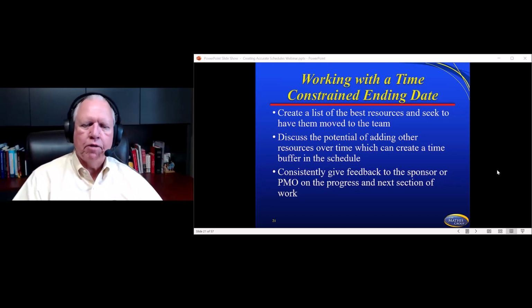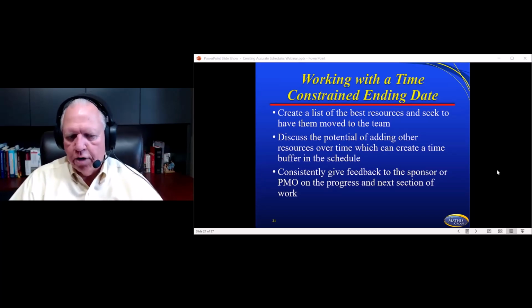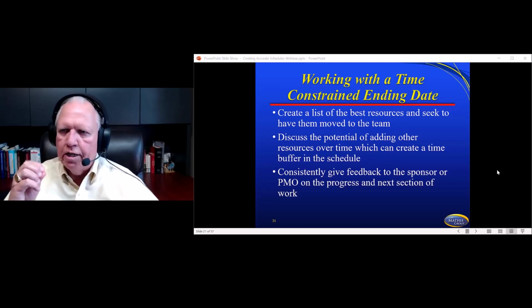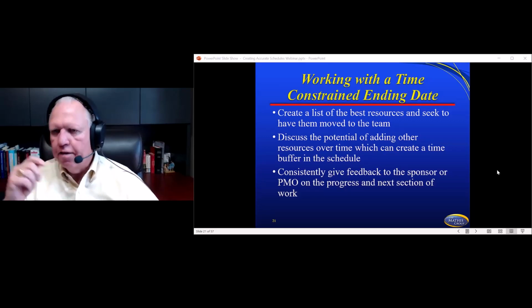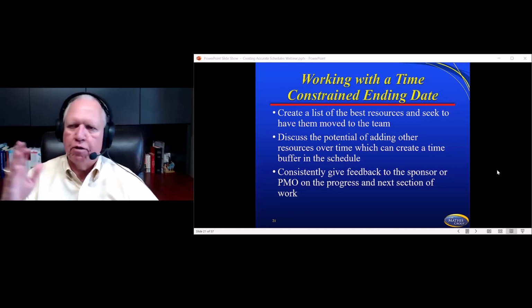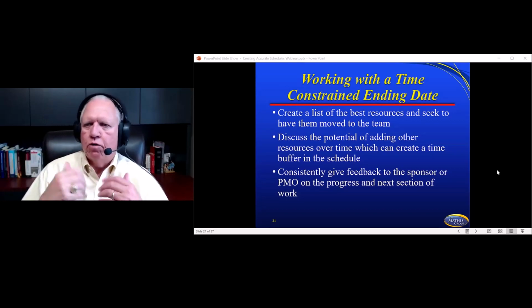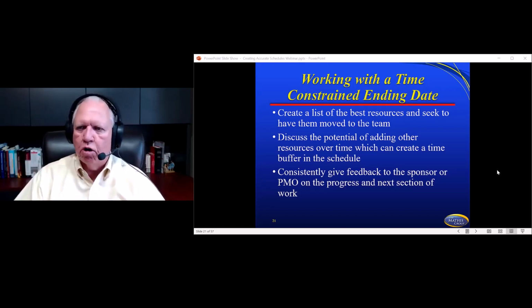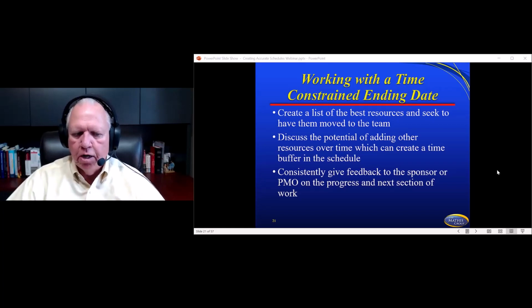Now, working with a time-constrained ending date. Create a list of the best resources and seek to have them move to your team. So we've got a real tight date. This is a high priority project. It might even be a regulatory date, and if we miss it, we're going to be fined or something like this. Okay, so what would you do? Well, in your mind, you start thinking of the key people that are going to work best on that team, and I'd start negotiating for those people.